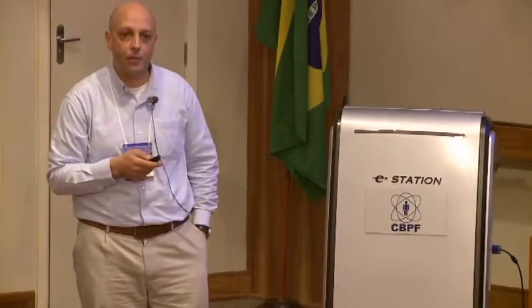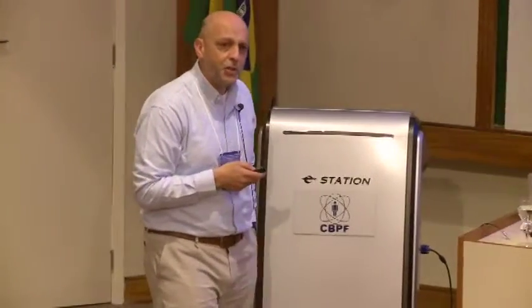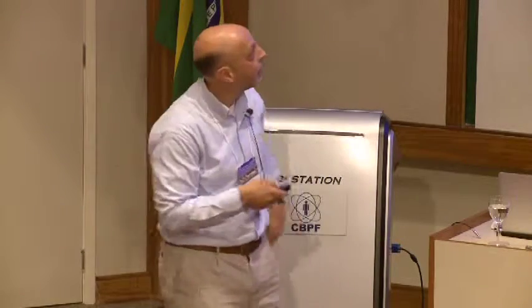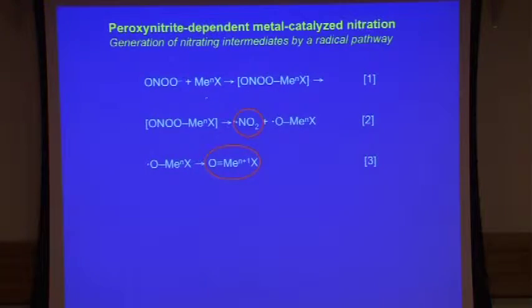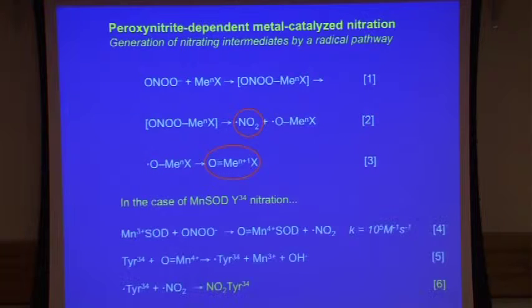So the idea is the following. Peroxynitrite anion is not so different to superoxide. It's an anion, it can accommodate into the channel. The idea is that peroxynitrite goes into the channel as if it were superoxide. It reacts with the manganese to form a complex that then yields nitrogen dioxide and the oxo metal complex, which then facilitates the nitration reaction.